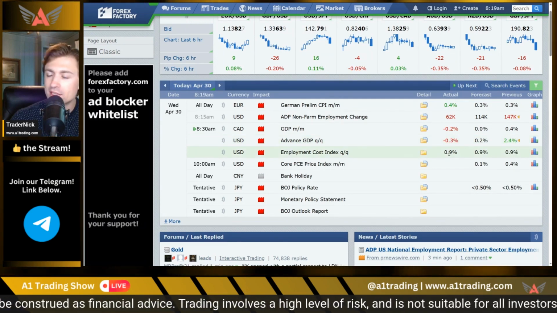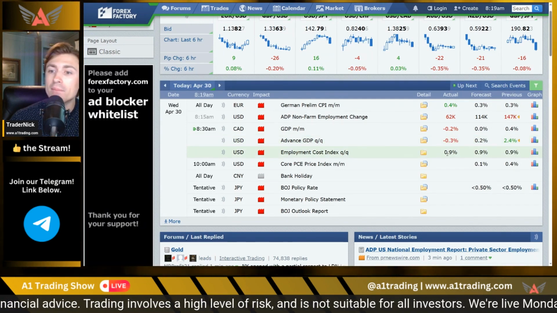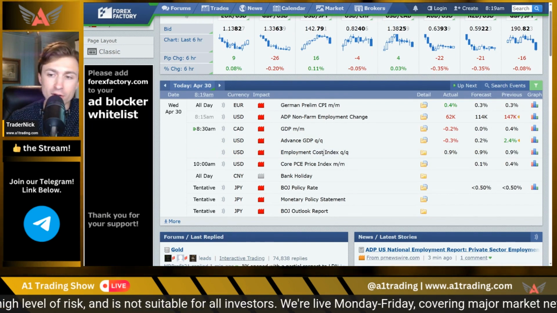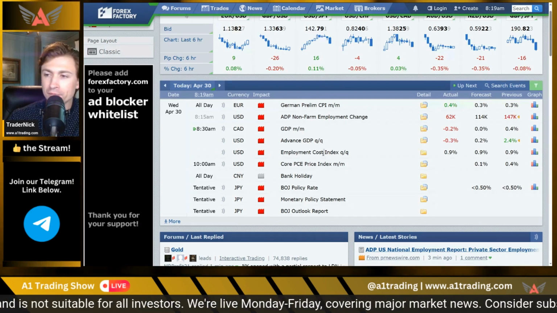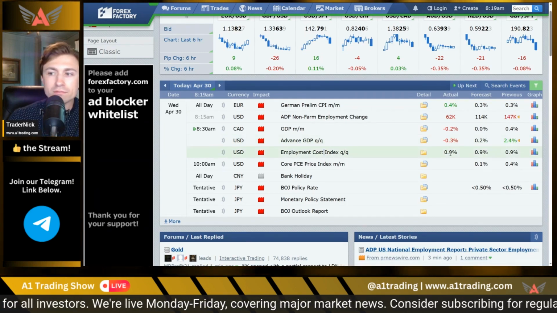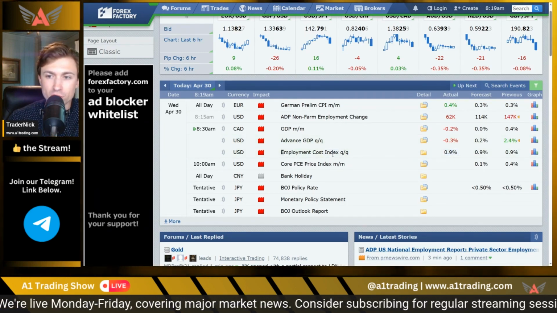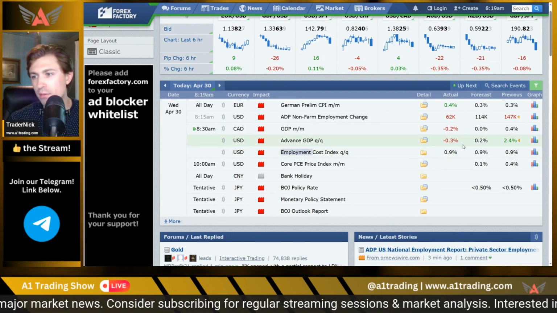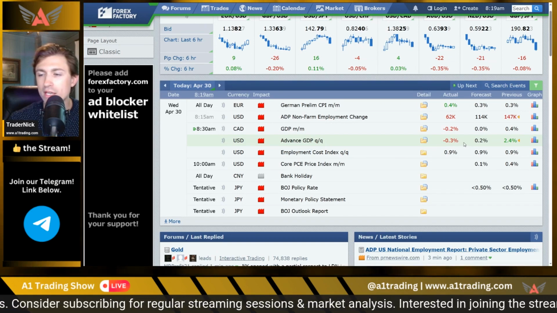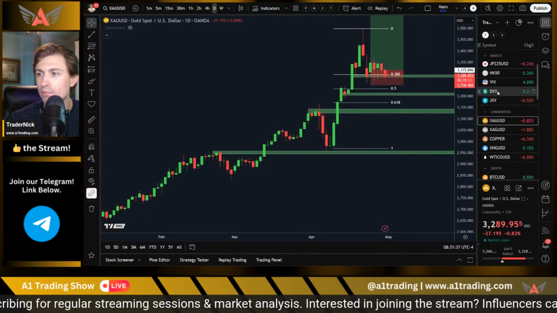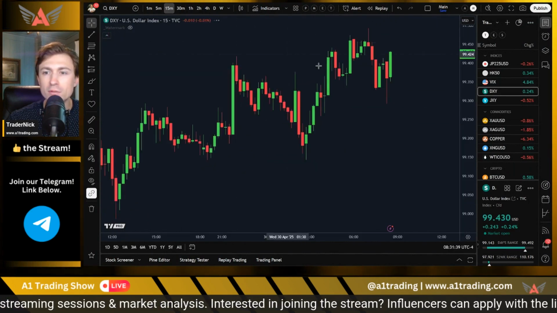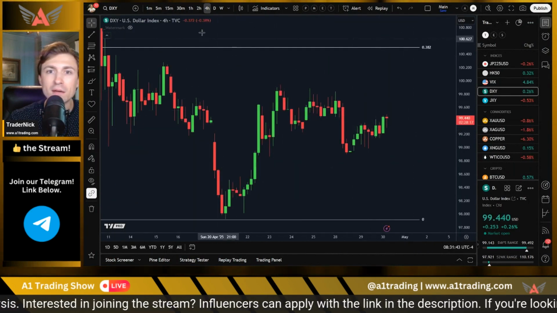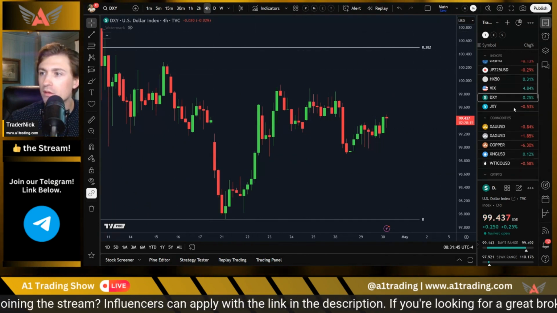The employment cost index came in line. This is also a pretty good inflation indicator. The cost of labor is, of course, very important. It's an important input to inflation as well. Advanced GDP came in minus 0.3% compared to 0.2% growth. Dollar index in response to this is pretty mixed, not really making a big move in either direction.